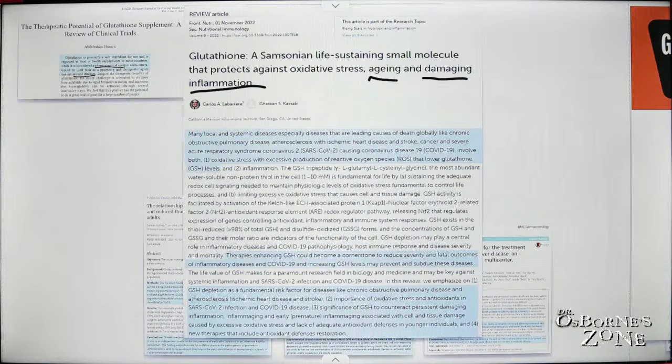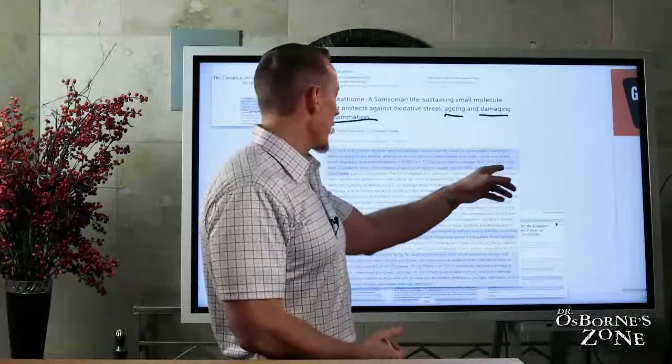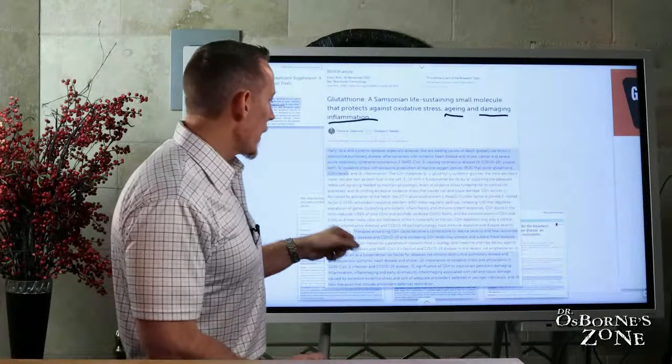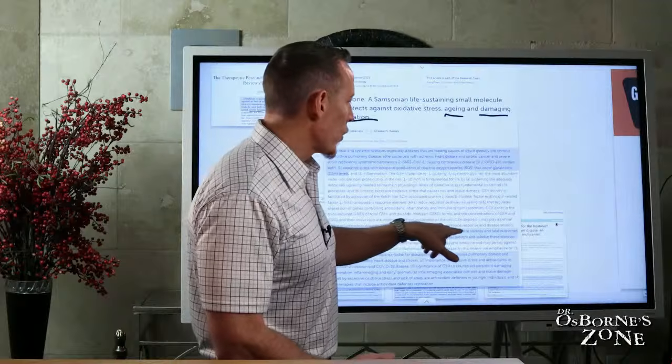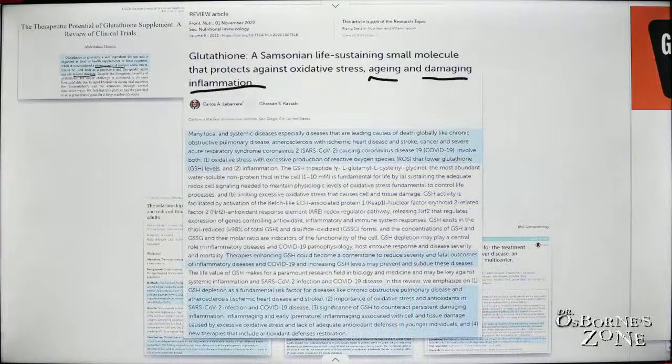Many local and systemic diseases, especially diseases that are leading causes of death globally, like chronic obstructive pulmonary disease, asthma, atherosclerosis, with ischemic heart disease and stroke, cancer, and severe acute respiratory syndrome, like COVID, caused by coronavirus, involve oxidative stress with excessive production of reactive oxygen species. Remember, that's the function of glutathione: to neutralize those that lower glutathione levels. Therapies enhancing glutathione could become a cornerstone to reduce the severity and fatal outcomes of inflammatory disease, as well as COVID-19, and increasing GSH levels may prevent and subdue these diseases.